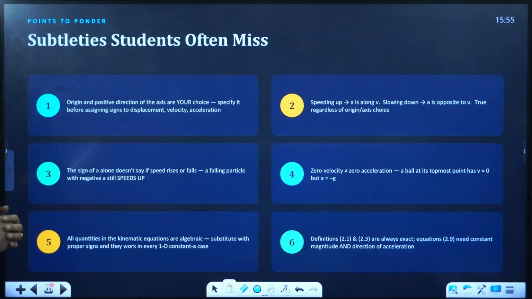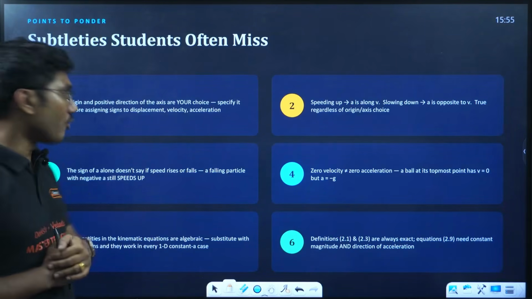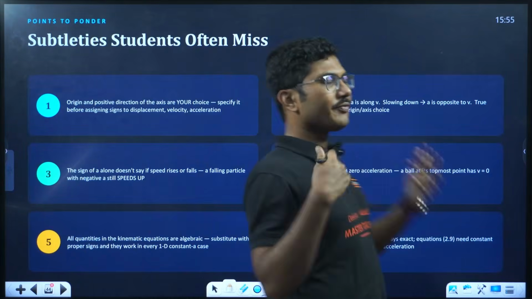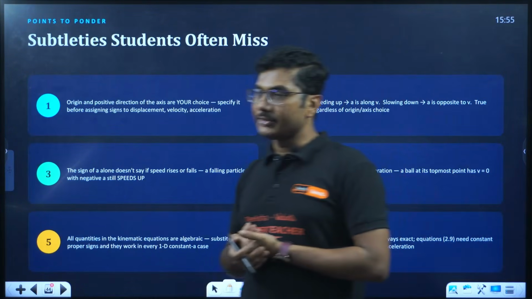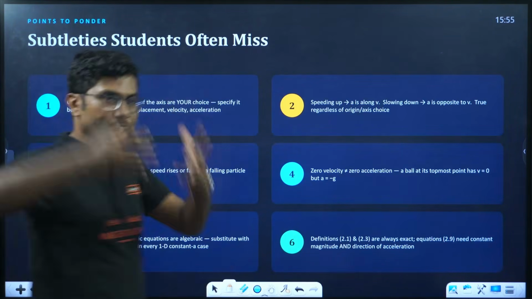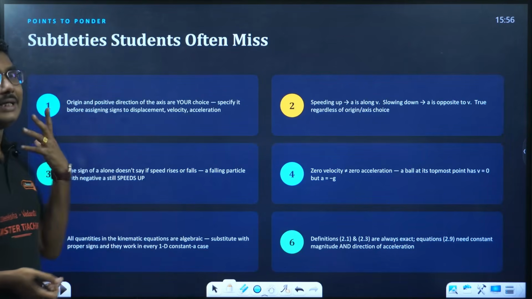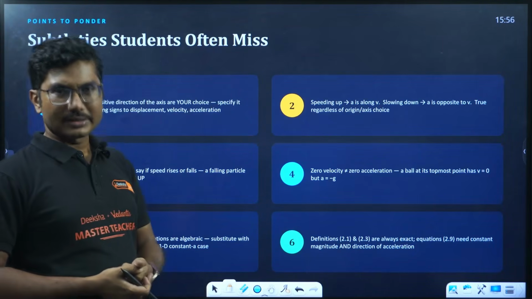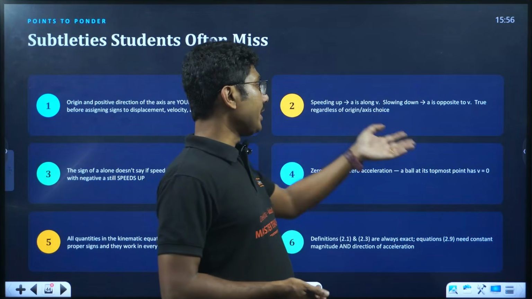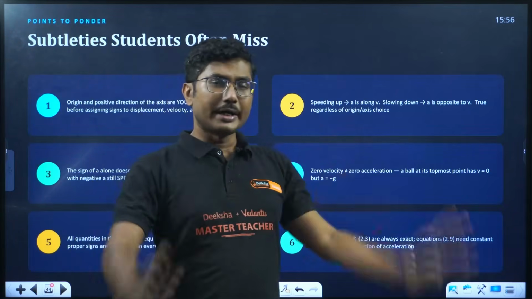Right, now let's move on. The sign of acceleration alone does not say whether the speed rises or falls. A falling particle with negative a still speeds up. So as I mentioned, the sign of acceleration does not always say whether the object's speed is increasing or decreasing. So here basically if the object is falling down, then we will say that its speed is increasing even if the sign of the acceleration is negative. Okay, speeding up is a along v, slowing down a is opposite to v. Okay, true regardless of origin or axis choice, so it can be anything.